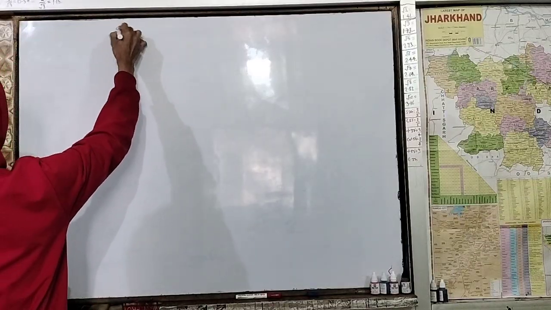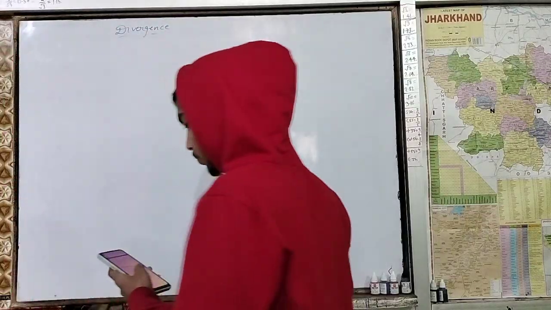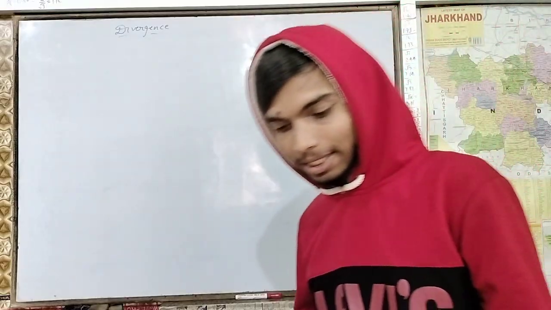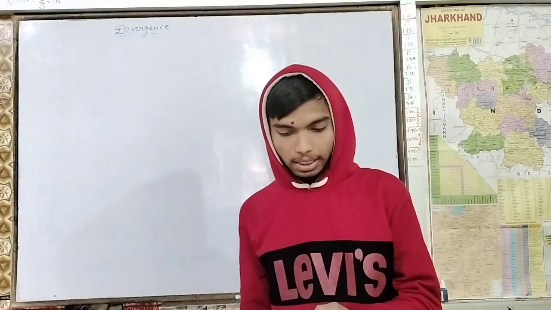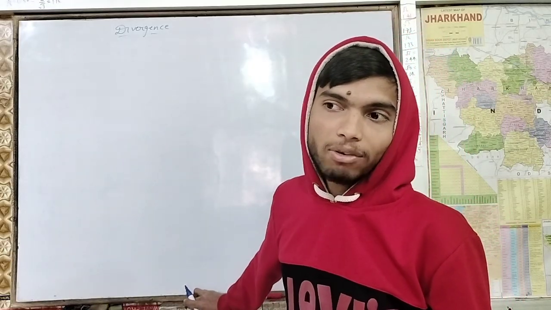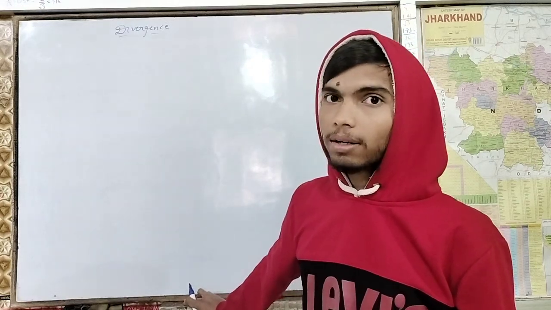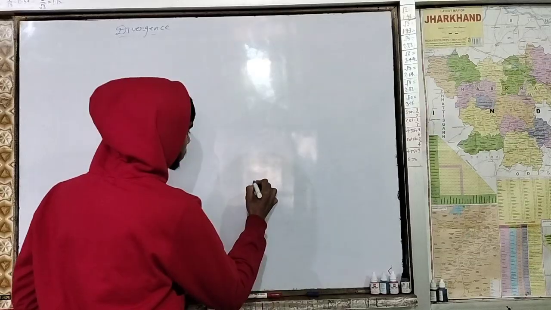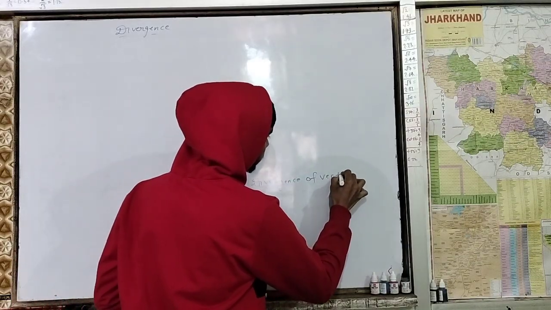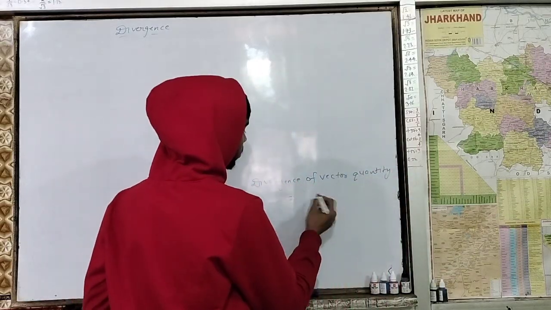Divergence is very simple. If we want to convert a vector quantity to a scalar quantity, then we will find the divergence of a vector quantity. It means the divergence of a vector quantity will give a scalar quantity.